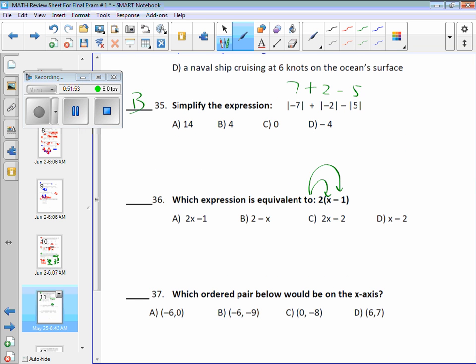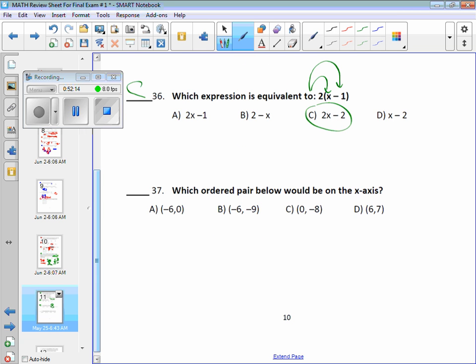We're going to use distributive property. 2 times x is, raise your hand please, 2 times x is, Genevieve, and 2 times 1, Genevieve. Equivalent expression is C, 2x minus 2.